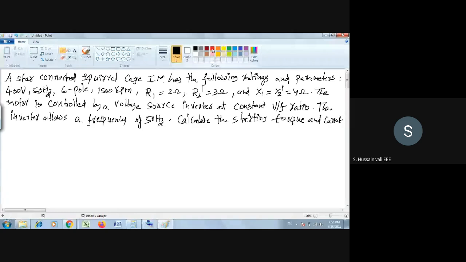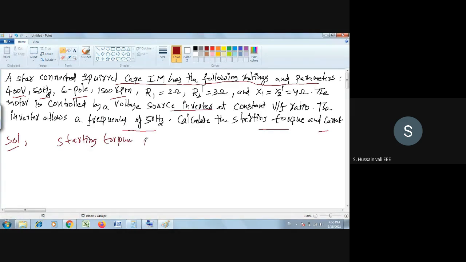Now we will read the question. A star connected squirrel cage induction motor has the following ratings and parameters: 400 volts, 50 Hz, 6 pole, 1500 RPM, R1, R2 dash, X1, X2 dash, everything is given. The motor is controlled by a voltage source inverter at constant V by F ratio. The inverter allows a frequency of 50 Hz. Calculate the starting torque. So how do we find the solution? We have to find the starting torque formula, which requires the equation we have studied earlier. We will bring that here first.